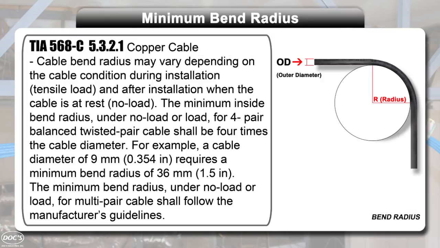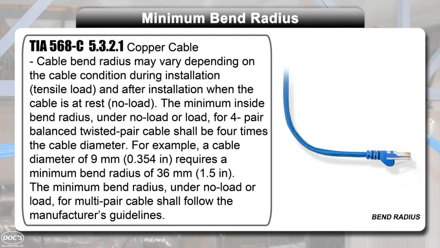Bend radius refers to the minimum radius that a cable can be allowed to bend without damaging the cable. All changes of direction on a cable run should be gradual and smooth whenever possible. For UTP cable, TIA requires a minimum inside bend radius of 4 times the diameter of the cable. It is always the responsibility of the installer to ensure that proper bend radius is maintained during a cable run and at termination.